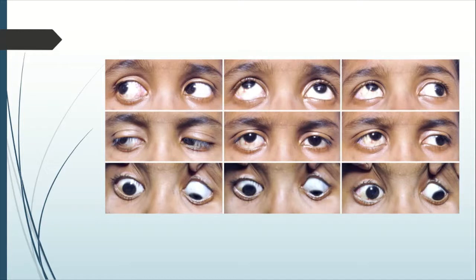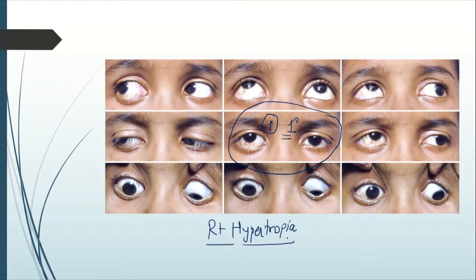Now whenever such an image of different primary and secondary gazes is shown to you, always look at the central image, because this is the primary gaze. If you look over here in the primary gaze, I can see I am having right hypertropia. My patient's right eye is deviated upwards in primary gaze position, right? Right hypertropia. Perfect. Now let's do it stepwise.